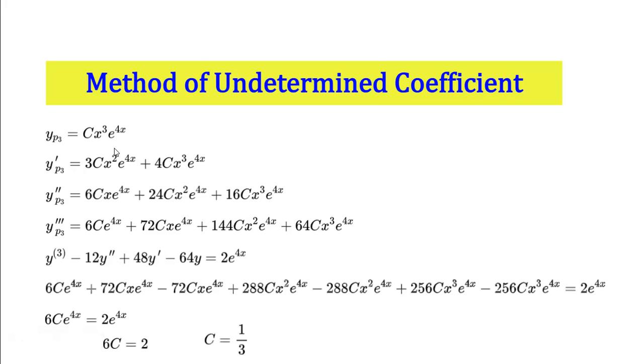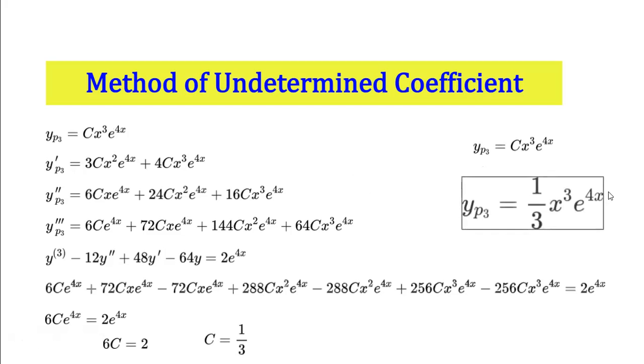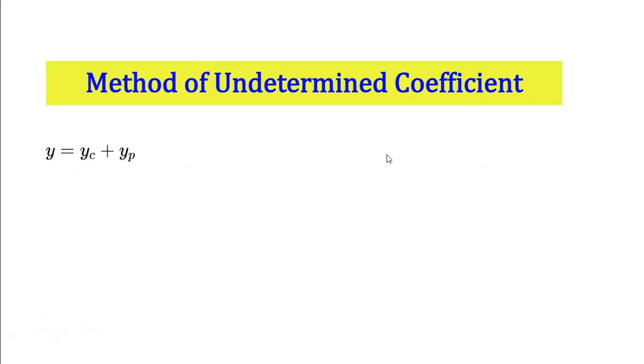So we now have our undetermined coefficient c, which is 1 over 3. Replacing that value, we have y_p3 equal to 1 over 3 x cubed e to the 4x. Now, we have our third particular solution.